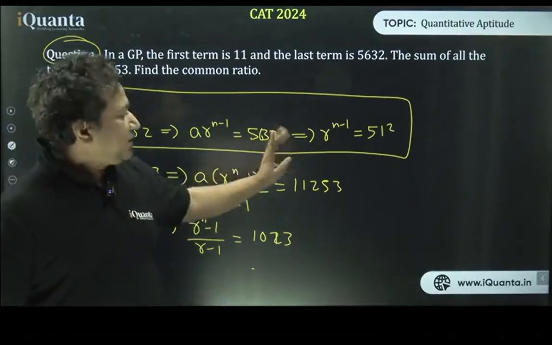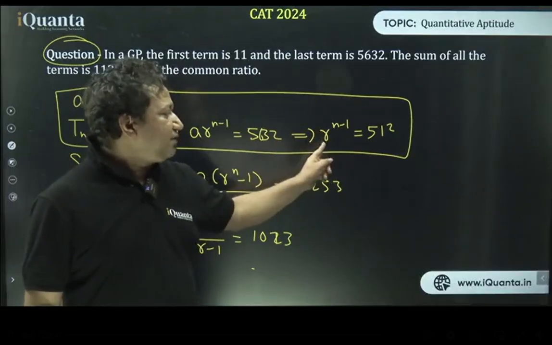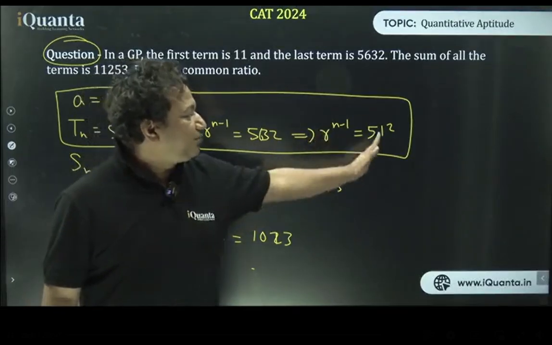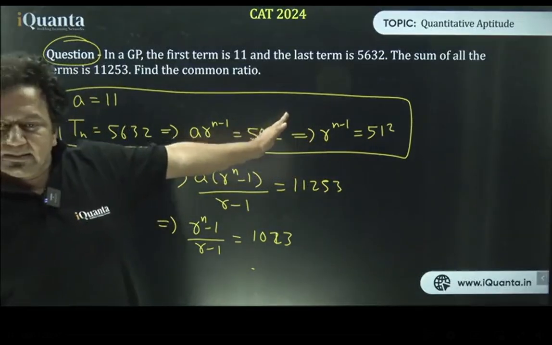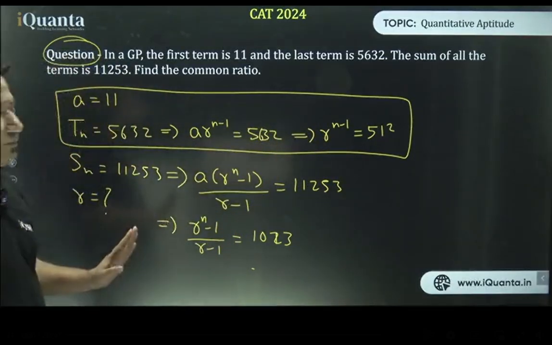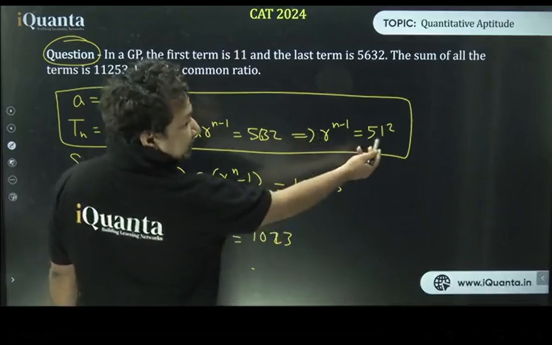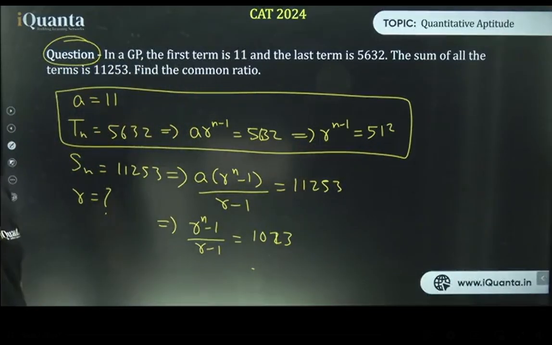Because एक बात बताओ, ये r की पावर कुछ है. If this r was a fraction, then its power would produce a fraction only, isn't it? Right? But this is a natural number, which means r must be greater than 1. That is the reason.